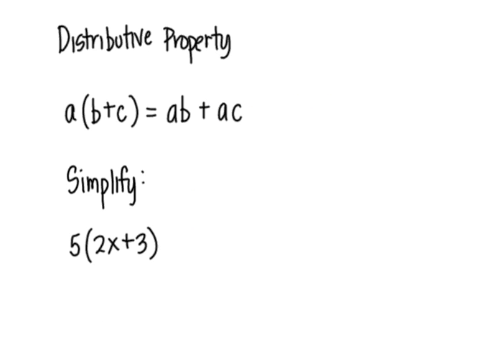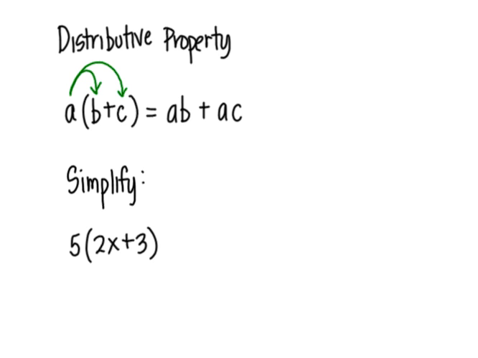Our next heading talks about the distributive property. The distributive property occurs when you have a number directly in front of the set of parentheses. If you have a times parentheses b plus c, that means you're going to take that a and multiply it through the b and through the c. And that's how you get ab plus ac.